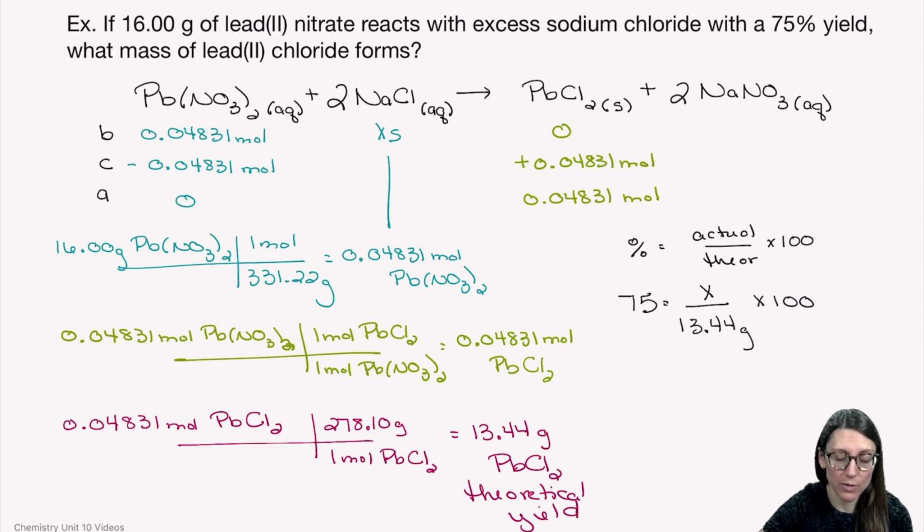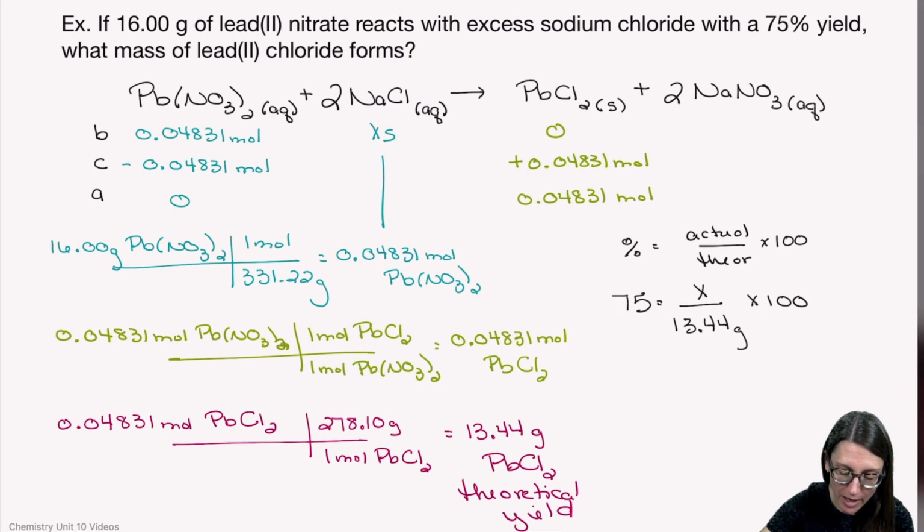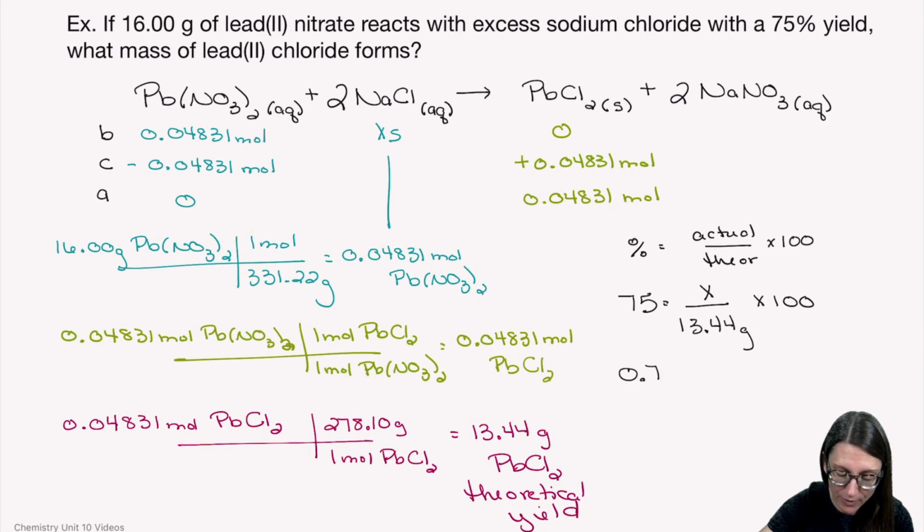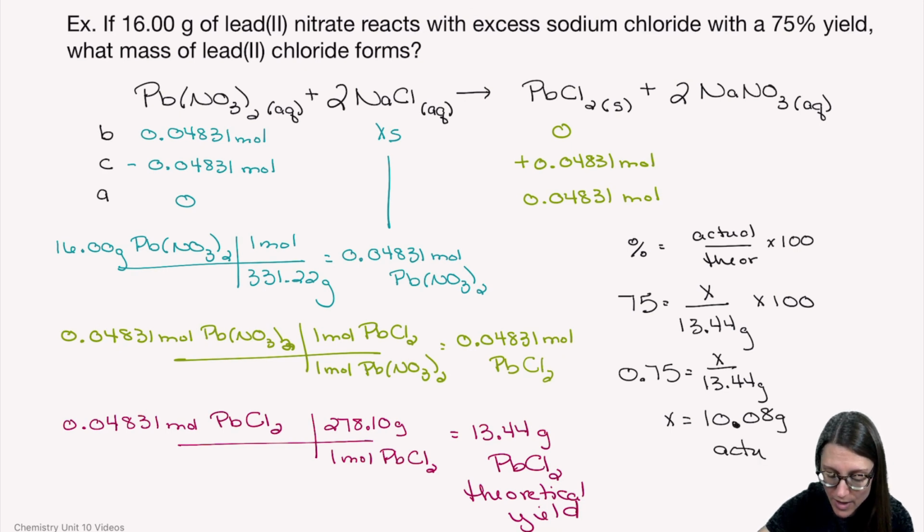So let me just talk you through the math here. I'm going to start by dividing both sides of this equation by 100. And so that gets me 0.75, which is 75% as a decimal, equal to x over 13.44 grams. And so then I just multiply both sides of this equation by 13.44 grams, and my actual yield, when I do that multiplication, is 10.08 grams. This is my actual yield. So this is my final answer to this question.